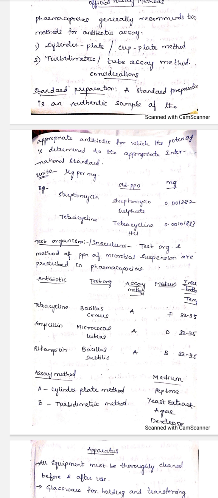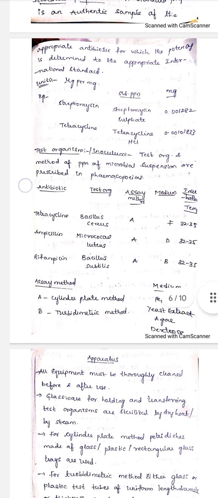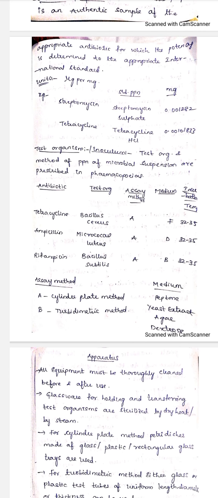A standard preparation is an authentic sample of the appropriate antibiotic for which the potency is determined against the appropriate international standard. As it follows some standards, we have to maintain those standards only. The units are in μg per mg, for example streptomycin and tetracycline. You can take these values. And for the test organisms, you can take any of the antibiotics, like tetracycline, ampicillin or rifampicin. These are some of the test organisms, and the assay method is either A method or B method, where A method is the cylinder plate method and B method is the turbidimetric method.